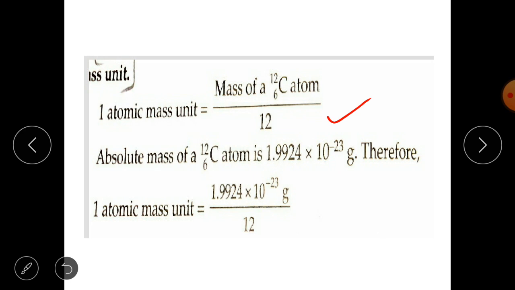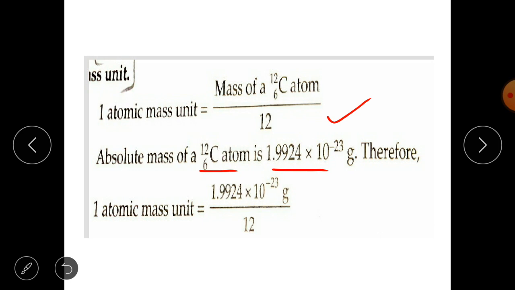Actually, carbon has 3 isotopes. One with mass 12, another with mass 13, then 14. Out of which the C12 that has been selected as the reference is the most abundant one. Now, the absolute mass of this atom is 1.9924 into 10 raised to power minus 23 gram. This has been found out with the help of an instrument.